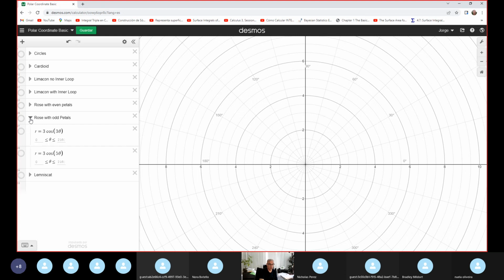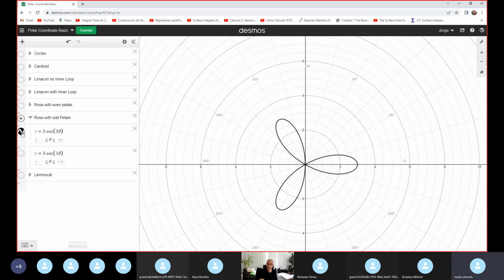Now another rose, with odd petals. Odd is different. Look, let me show you. The coefficient is 3. Remember, in the other roses, the coefficient is 2, 4, 6, an even number. Now, in this case, an odd number. And the amount of petals is different. Look, let me show you. How many petals?